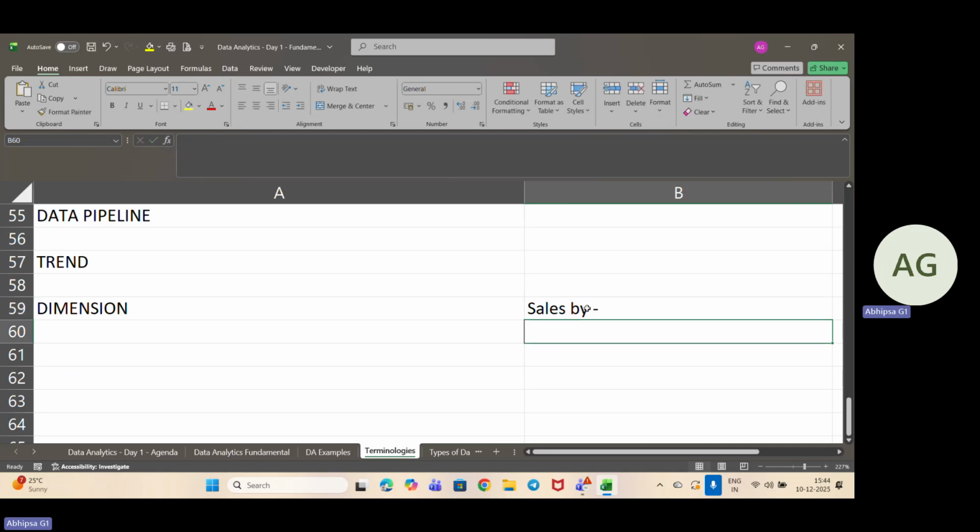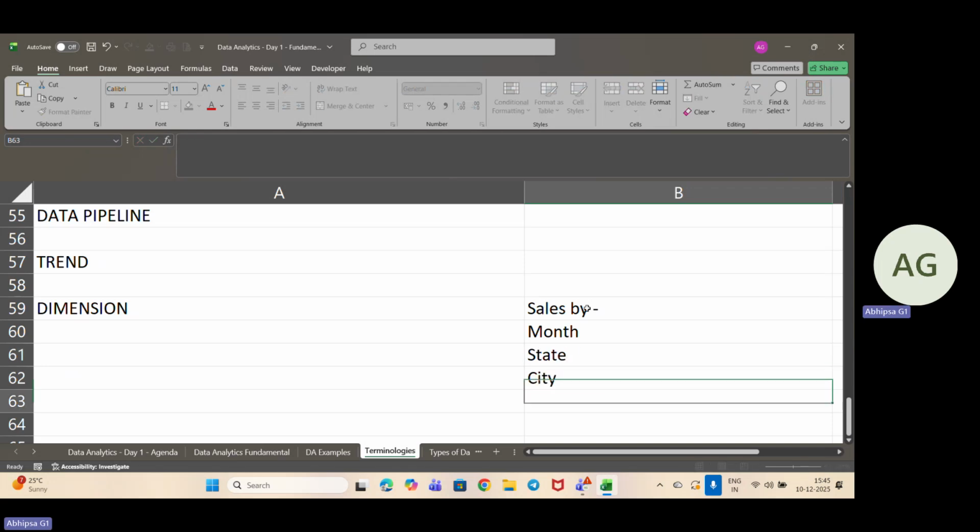Okay, so as I mentioned, that is sales by. So what is sales by? That is month. We can have the state. We can have city also. We can have the specific product, right? So these are actually the dimensions.